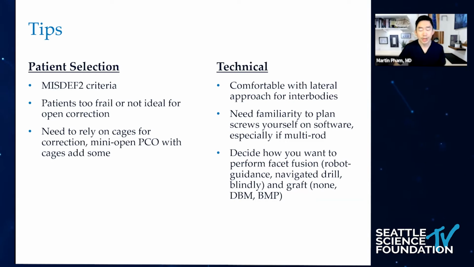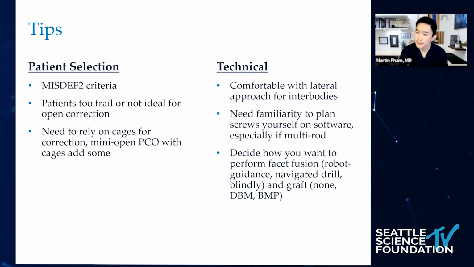From a technical standpoint, you have to be comfortable with your lateral approach for interbodies because you rely a lot on that, whether for coronal or sagittal correction. And in this case, you have to be familiar with planning the screws yourself. Your techs are great, and for all the plans earlier and all of the Degen cases, your techs can plan them for you, and you can just make minor adjustments. Each region and practice is going to be different. If you're doing MIS deformity screws, you really just have to be familiar with planning it yourself because it's much more complex, especially if you're trying to put in multiple rods, transfascial or percutaneous.